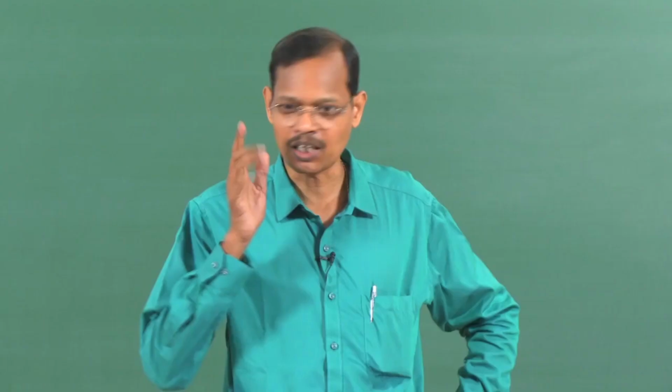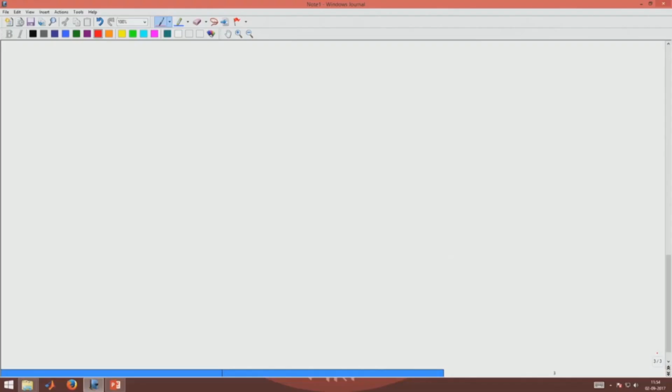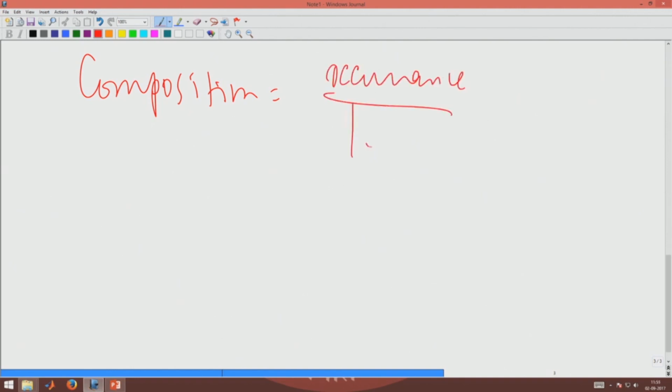So, in this case we need to normalize, right. How to normalize it? With length. So, composition is the occurrence divided by length. In this case, if you have 100 residues randomly distributed, what is the composition? This is 5 by 100, right, which equals 0.05. For the second case, you have 1000 residues.